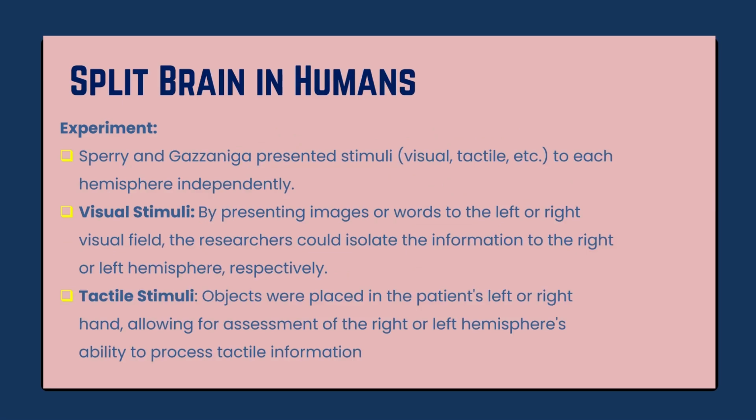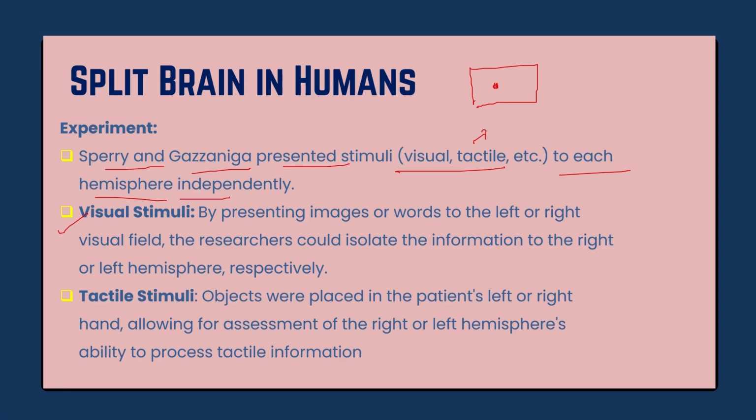In their experiment, Sperry and Gazzaniga presented visual and tactile stimuli. Tactile means touch, to each hemisphere independently. How did they do that? Let's see how they presented the visual stimuli. The patients were made to sit facing a screen or a display board. A small dot was placed in the center of the screen, and the patients were instructed to focus their gaze just on this dot throughout the experiment and nowhere else.